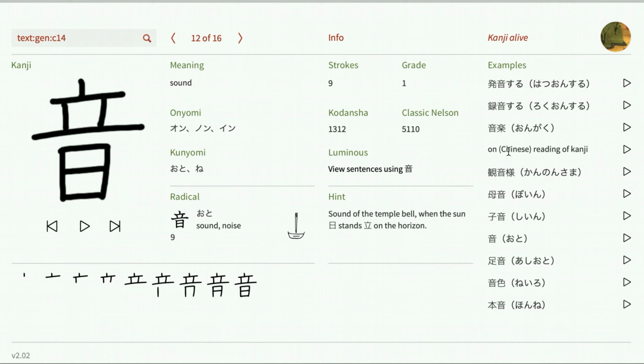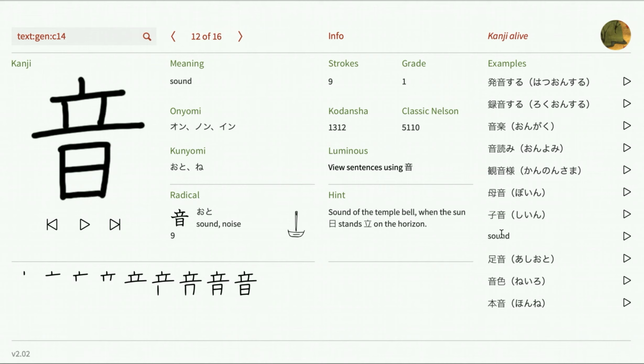Onyomi is this, right? The Chinese style readings of kanji. The Kannon-sama is Kannon, the goddess of mercy. Boin is a vowel, literally the mother sound. Shin is a consonant, it's the child sound. Oto means sound. Ashioto, leg sound or foot sound, is the sound of footsteps. Neiro is a tone, so the sound color.